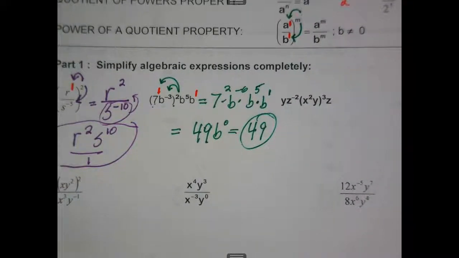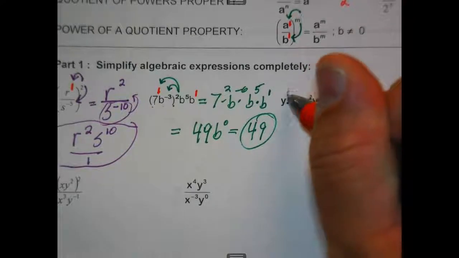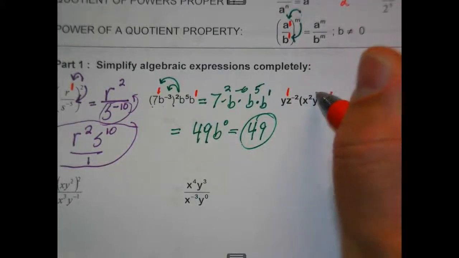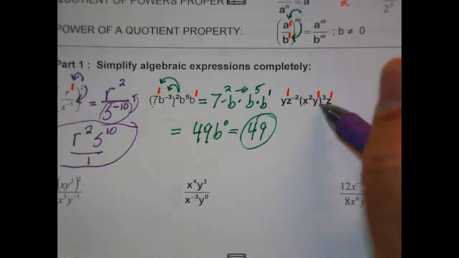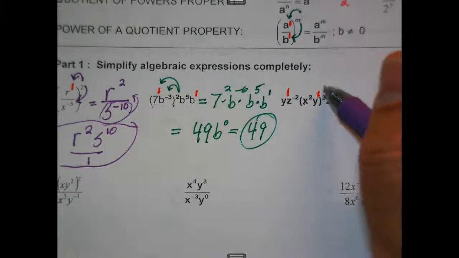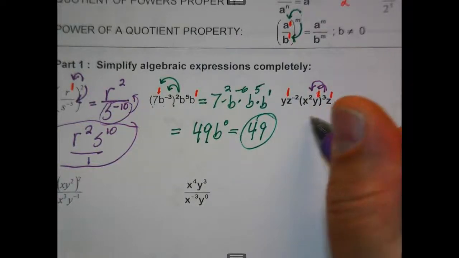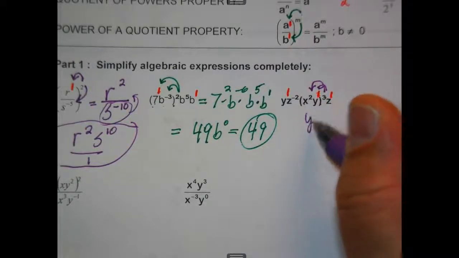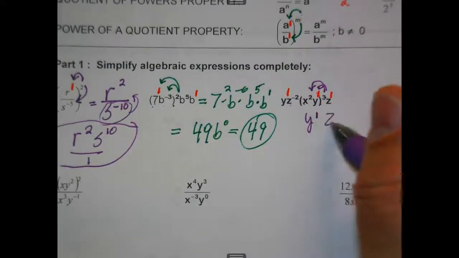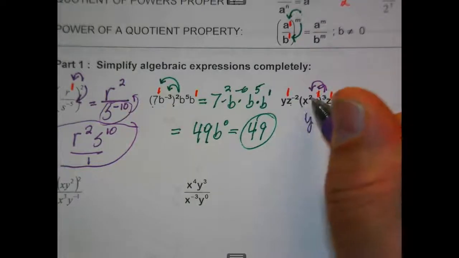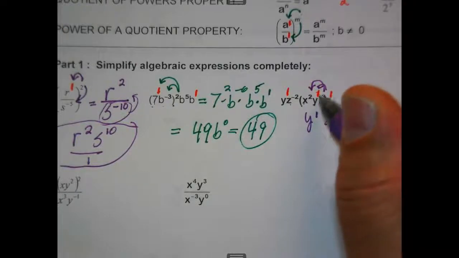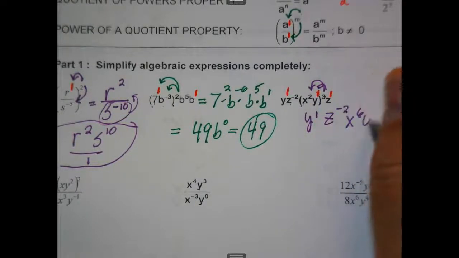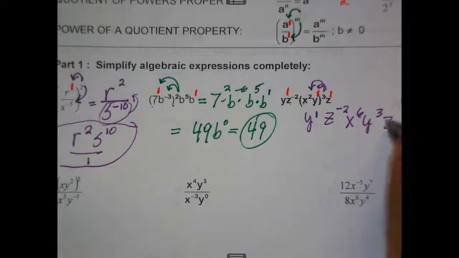Third example. I'm going to go ahead and put my 1s as exponents there so I don't make a mistake. I have a power raised to a power. I'm going to need to multiply those. So I have x to the 2 times 3 is x to the 6. Y to the 1 times 3 is y cubed, and then z to the 1st, z to the negative 2.